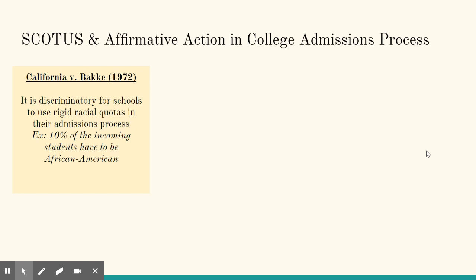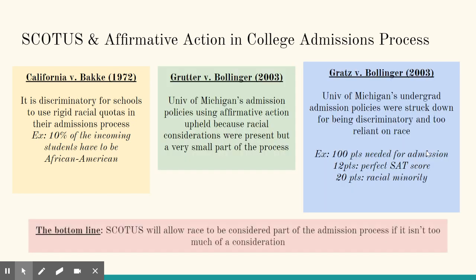So that's the Supreme Court's stance. The bottom line being, really since 1972, the Supreme Court will allow race to be part of the admission process if it isn't too much of a consideration. Well, that's a difficult verdict because you've left the door open for a steady stream of future cases challenging that: this university's consideration of race is too much, or that university's consideration of race is too much. You're saying that race can be a factor, just can't be too much of a factor.